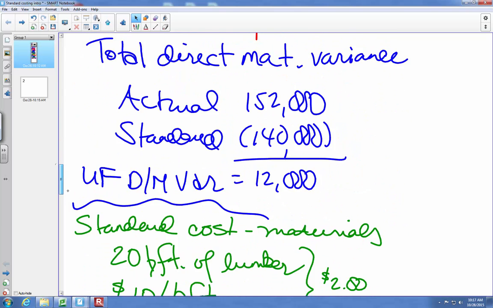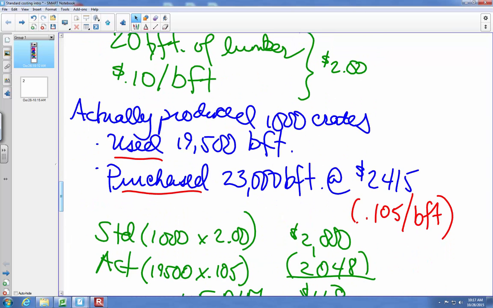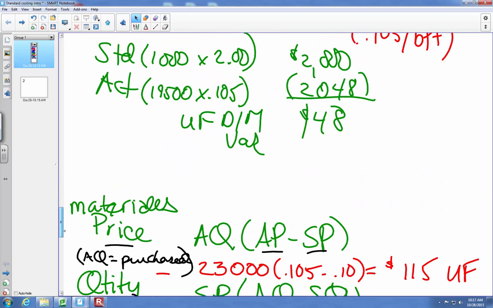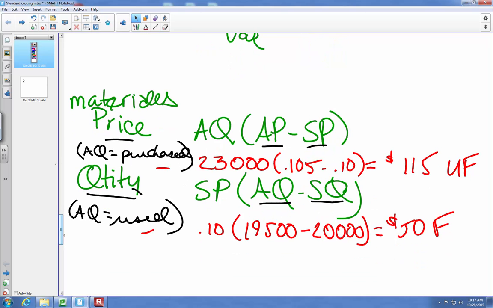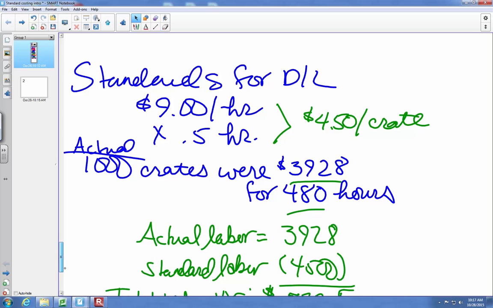So we went through direct materials, and then I think we left off, let's see. Oh, we're building crates here, right? That's exciting. And this is still materials. Okay, here's our labor, and that's where we left off.